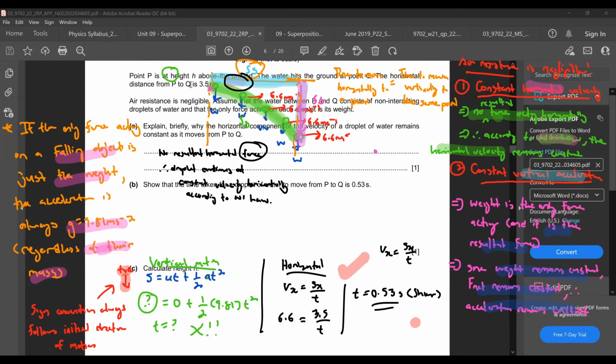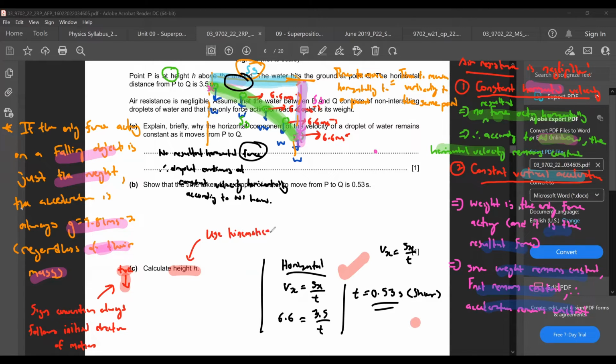Now from here, you look at part C, they ask you to calculate height h. Now for height h, you are considering the vertical component of motion, definitely. So this one, you will use your kinematics equation for vertical motion. I already know I have constant vertical acceleration, so therefore the kinematics equation would always apply here.